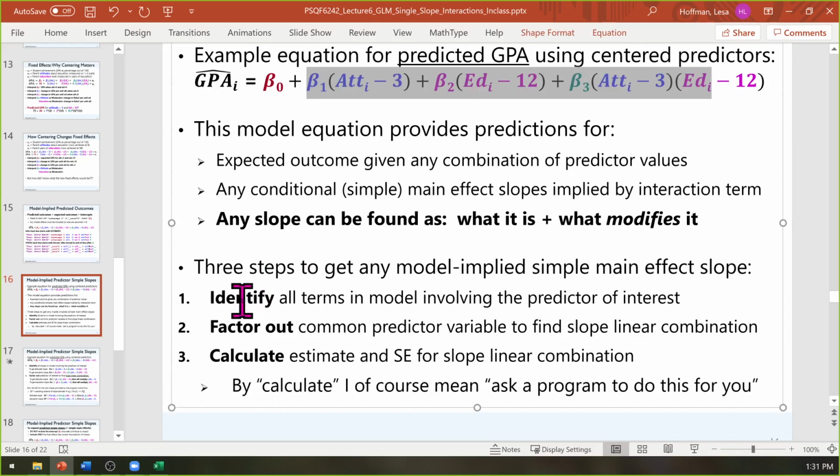So there's 3 steps. If I tell you what's the slope of attitudes going to be, step 1 is to figure out which terms in the equation have attitudes in it. Step 2 is to factor out the common variable for which you want the slope. And then step 3 is to plug in the values of the moderator for which you want the slope of the other variable. And then the software will figure out what it should be.